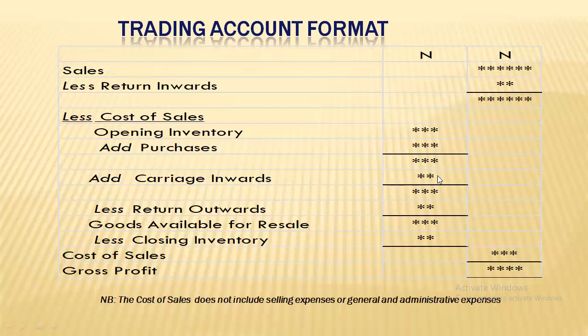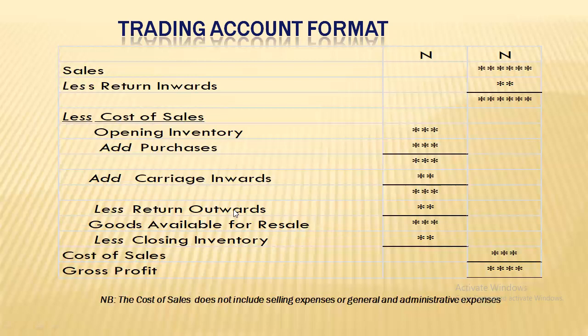Don't forget, I told you the carriage inward represents the cost of bringing goods to your current location. So we add the carriage inward and we less the returns outward. Now, what is the returns outward? Returns outward are goods that were previously sold to us by the supplier, but because the goods do not meet our specification, or they are not of the right quantity, or the right color, or the right standard, we have decided to return such goods.